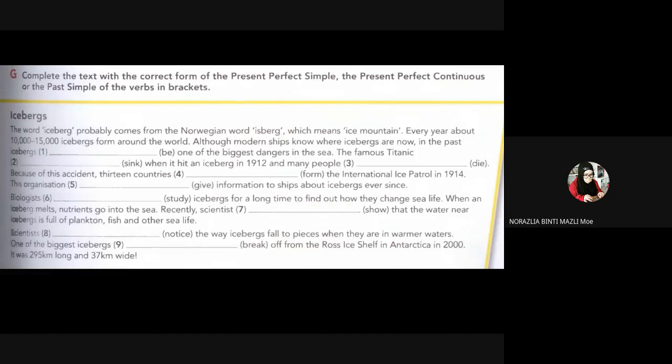Okay, complete the text with the correct form of the present perfect simple, the present perfect continuous, or ni tricky because another one is you have to use past simple of the verbs in brackets. Ingat tak tadi dia ada mention past simple tu bila kita nak pakai, bila kita nak tukar pakai present perfect. Ada dia mention dalam notes tadi. If you have your textbook with you, then please refer to that notes so that it would be easier for you to answer this part.